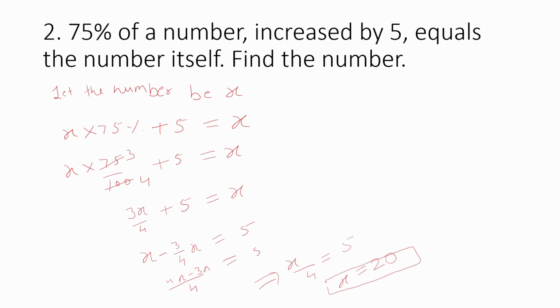The number is 20. Let's check it. 75% means 3 by 4. 4 ones are 4, 4 5s are 20, means 15. If we add 5, then the number would be 20. Right? I think your problem must have been clear.